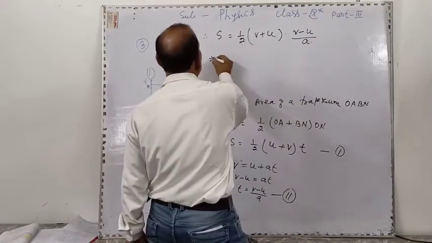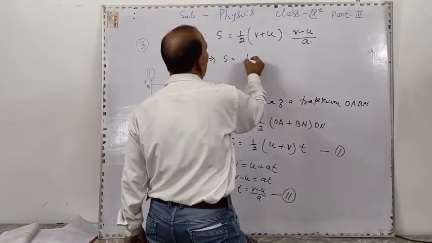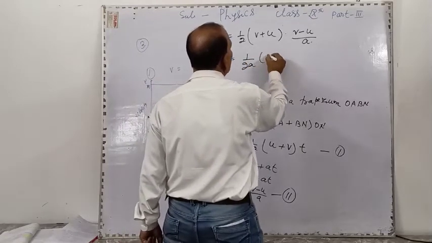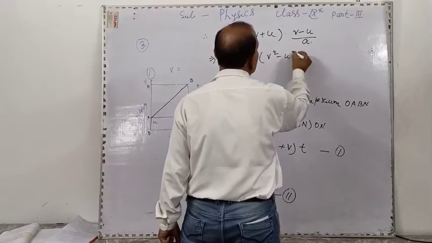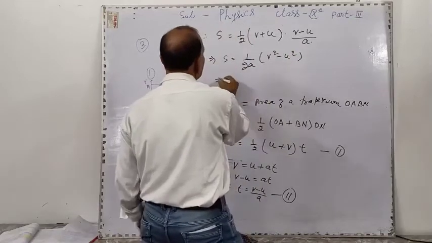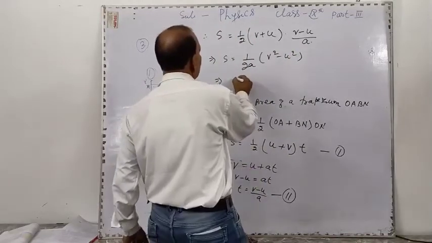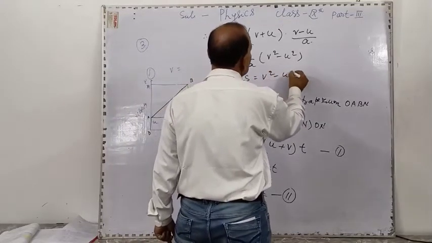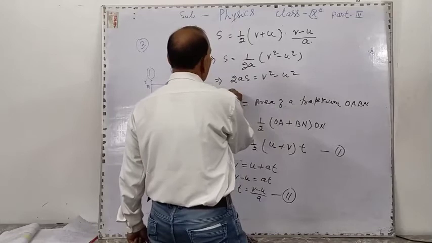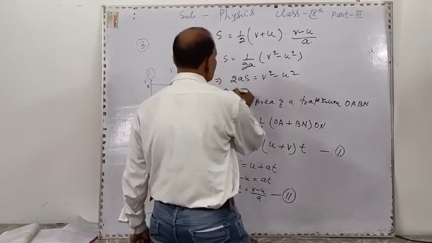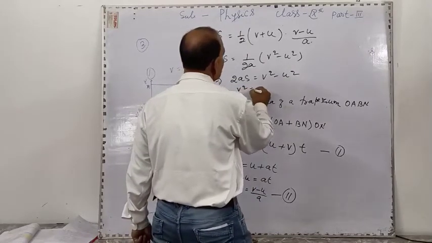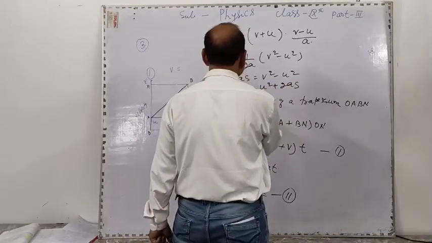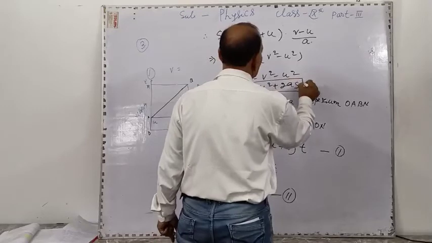This implies S is equal to 1/2A into V square minus U square. This implies, by cross multiplication, 2AS is equal to V square minus U square. Therefore V square is equal to U square plus 2AS. This is the third equation of motion.